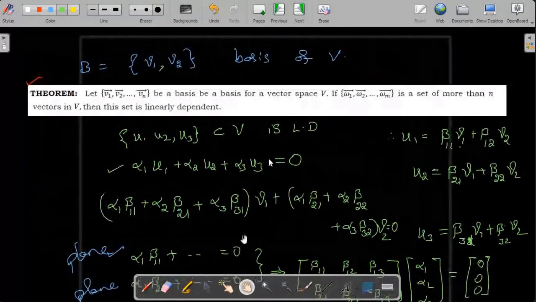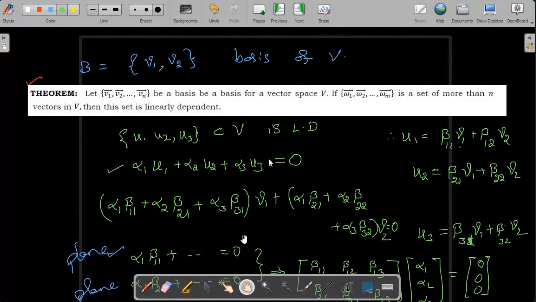If the basis set has n elements, then you take any set which contains more than n elements, that set is linearly dependent.